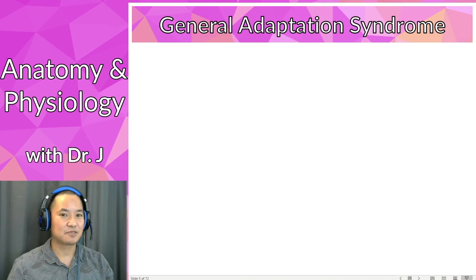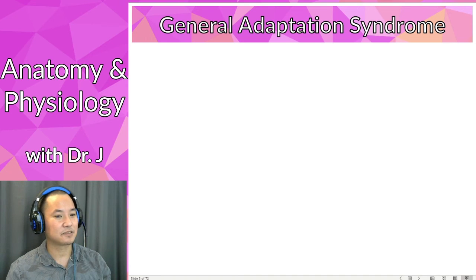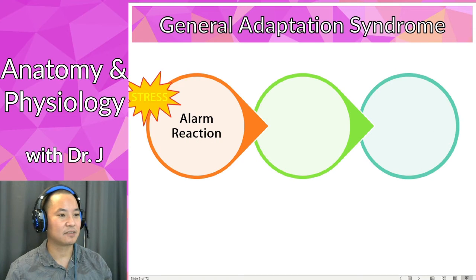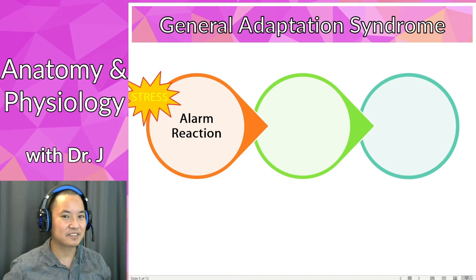What causes this syndrome? The big trigger for this syndrome is stress. So stress starts off the general adaptation syndrome. The first phase of the general adaptation syndrome is the alarm reaction. This is the initial response to stress. When you have a stressful situation, what do you kind of feel? That jitteriness, those butterflies in your stomach, that feeling you might want to vomit, that trembling and anxiety. That's all part of the alarm reaction.